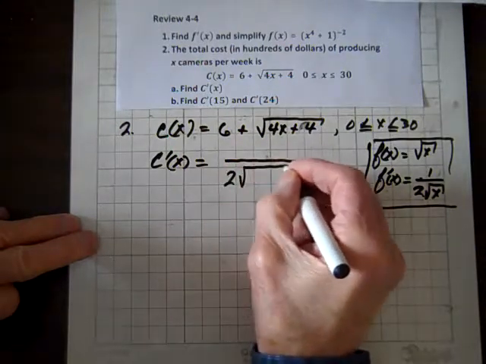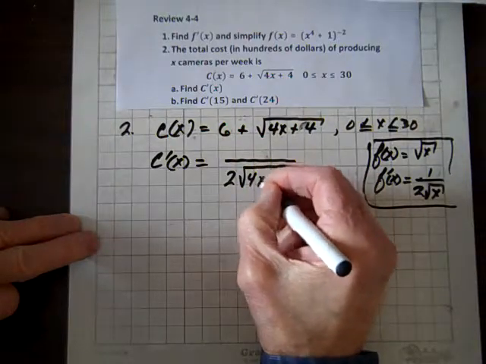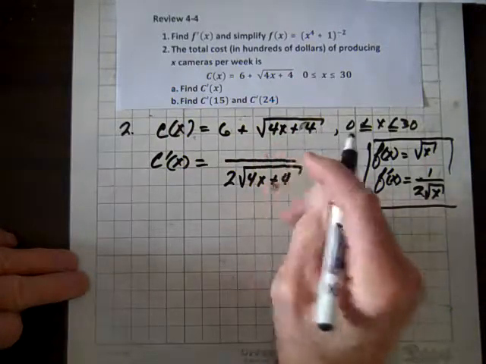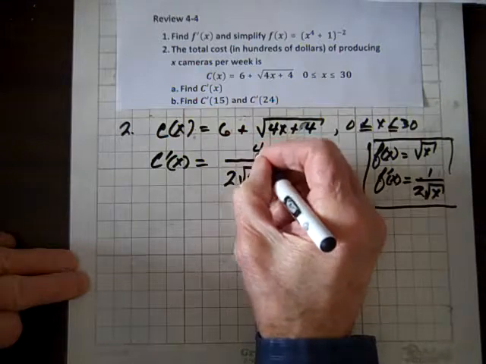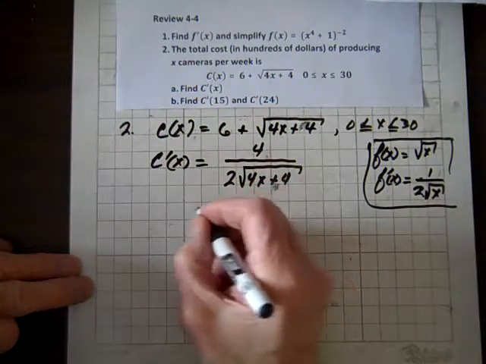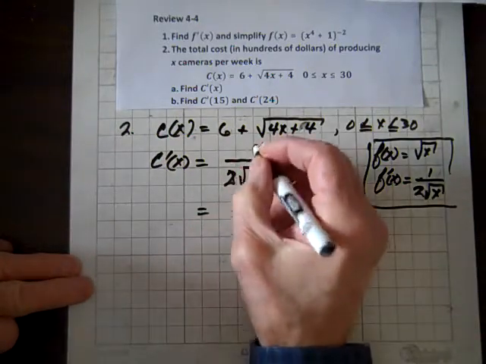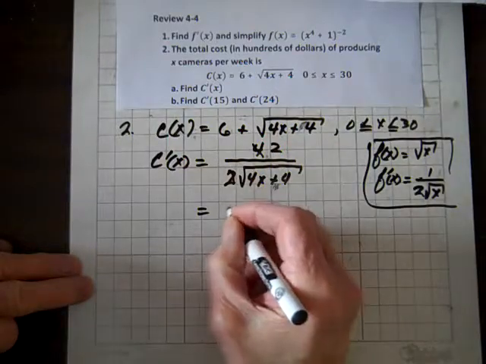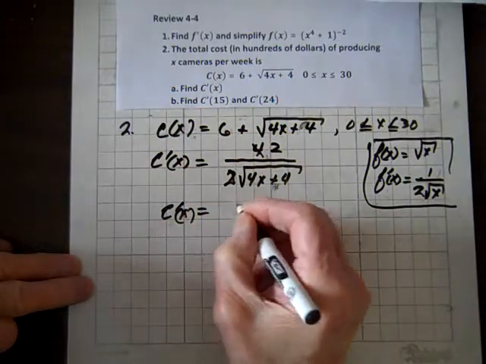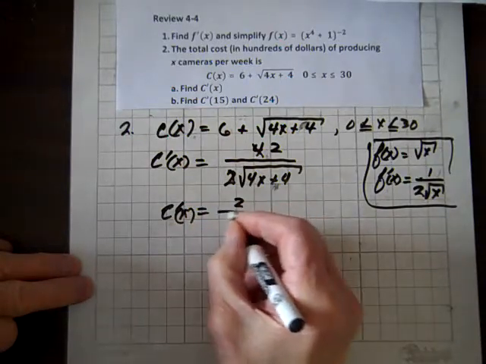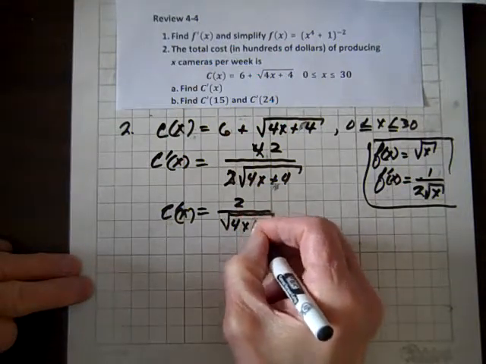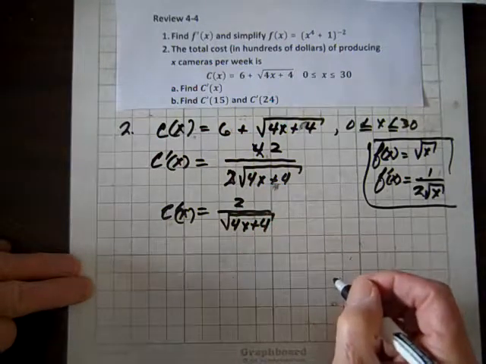Well, applying that identity to this situation, we're going to have 2 times the square root of 4x plus 4, and then the chain rule says go inside and take the derivative of 4x plus 4, and when we do that we get a 4 here. Derivative of 4x is 4 and derivative of 4 is 0. So let's simplify that. 2 goes into 4 twice, so now we get c prime of x equals 2 over the square root of 4x plus 4.